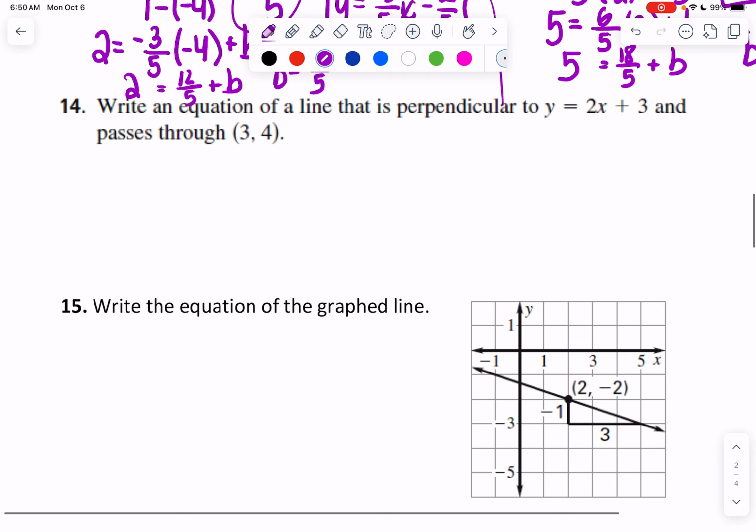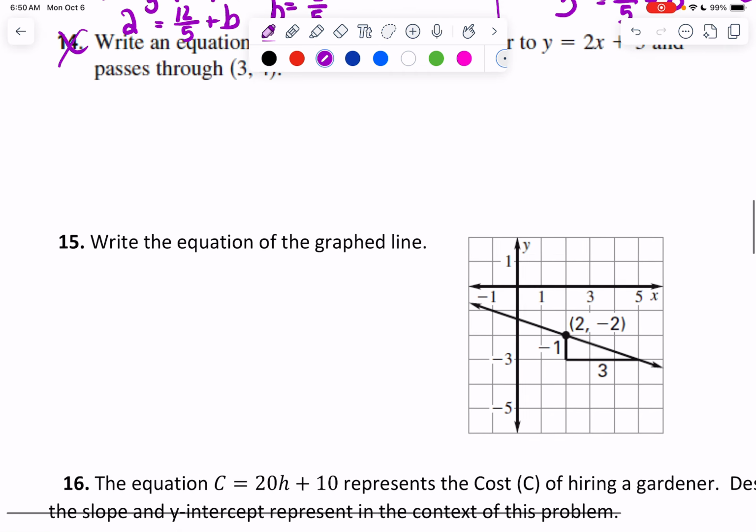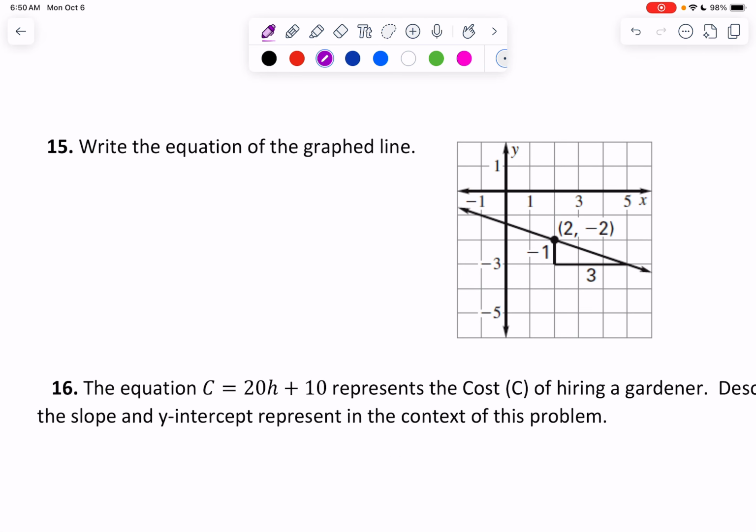Alright, I'm going to skip over number 14 because that's what we're also going to do tomorrow. Then it says write the equation of the graphed line. So same idea, guys. You pick 2 points. So let's say I have this point here and this point here. Actually, I don't even need 2 points because I already have the slope. So in other words, your rise would actually be down 1, so it'd be a -1. And then your run would be 3. So your slope is -1/3.